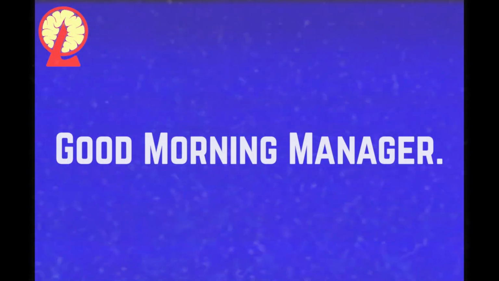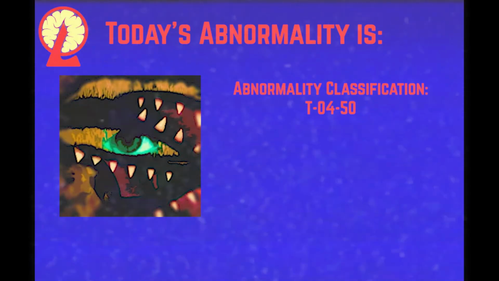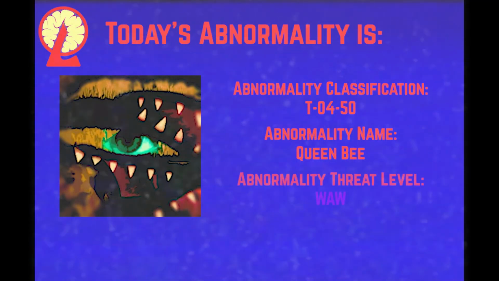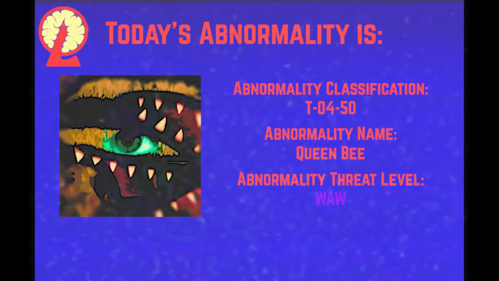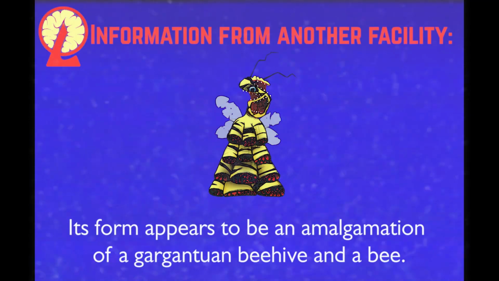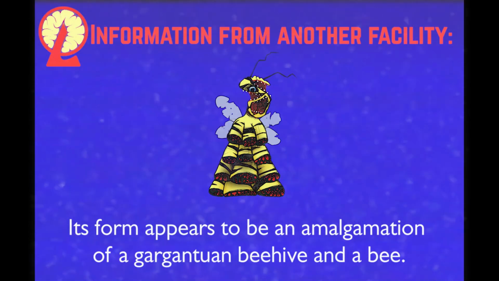Good morning, Manager. Today's abnormality is Abnormality Classification T-04-50. Abnormality name: Queen Bee. Abnormality threat level: WAW. Glyphoth counter 1. Its form appears to be an amalgamation of a gargantuan beehive and a bee.